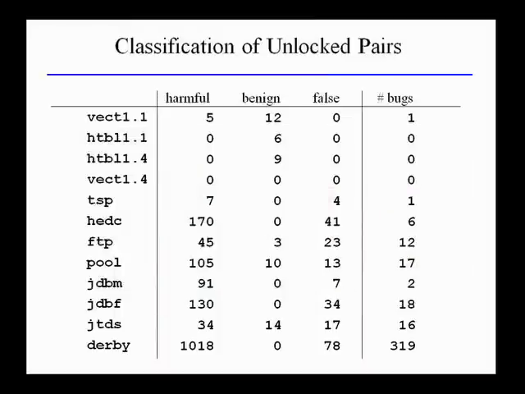Here's the classification of the unlocked pairs and what we learned from them. One thing about races I didn't mention at the beginning is that not all races are bad. Just the vast majority are bad. Races by itself are a little bit of a low-level property, and there are places where programmers use races on purpose. So some small number of these races are benign, meaning that they were probably there intentionally or that nobody would care about them. Here's a column with the analysis of the benign races, and then there's the analysis over here of the ones with the false positives.